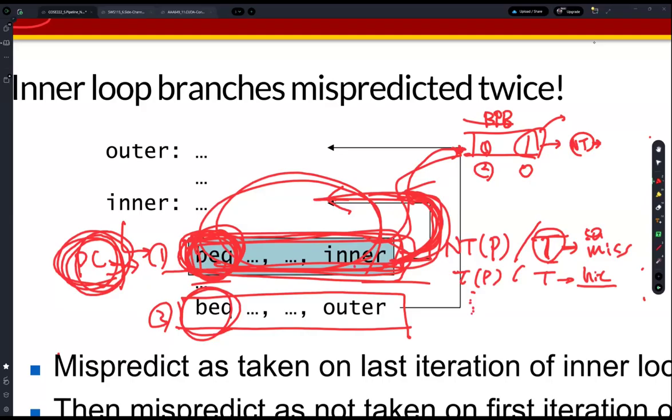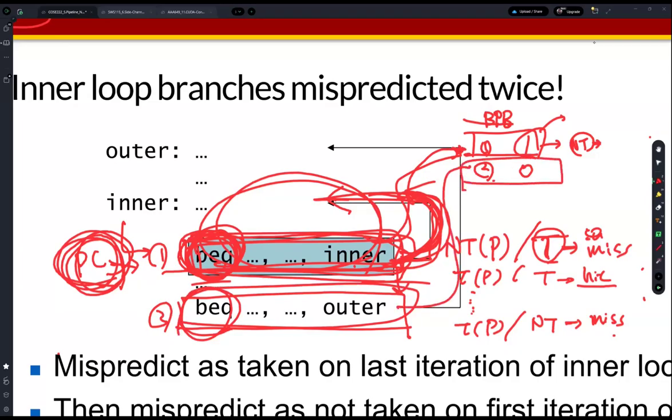This branch instruction will be predicted as taken, right? But actually, for the last iteration, the program will execute the next instruction, right? Because it's out of the iteration loop. So the real behavior is not taken. So this is a miss, right?